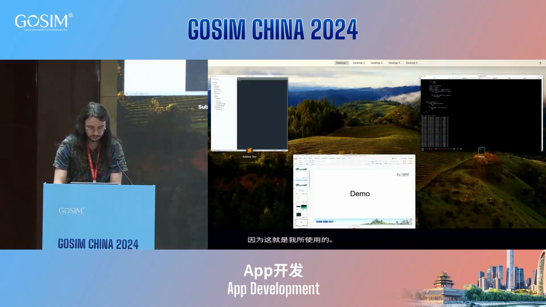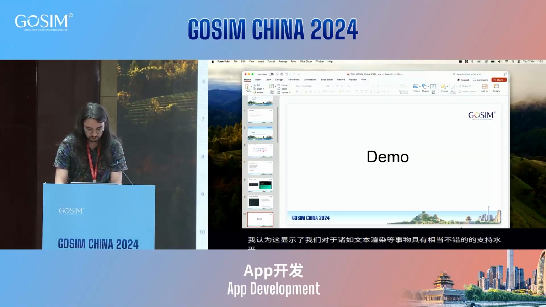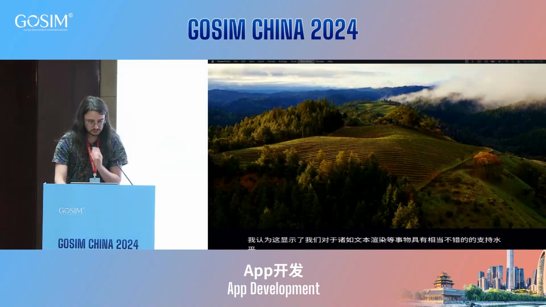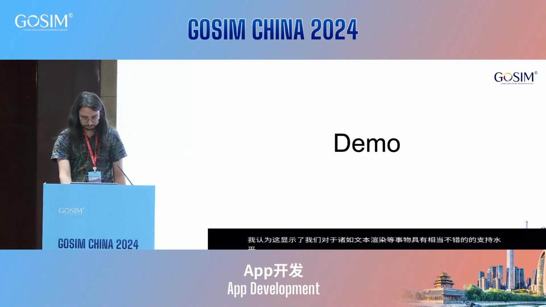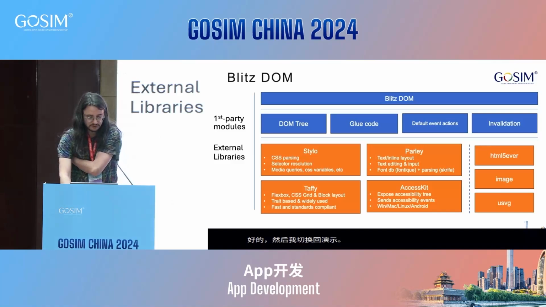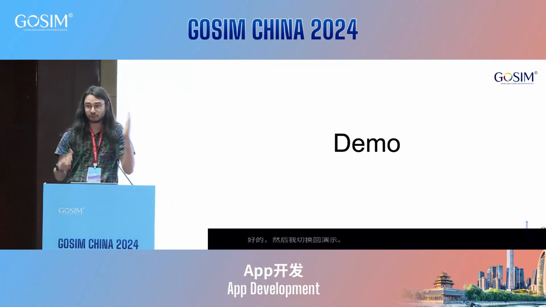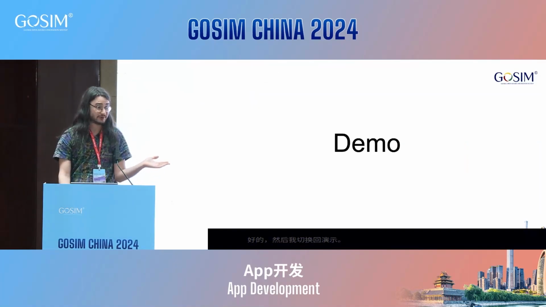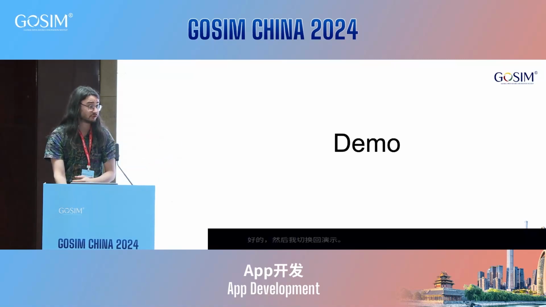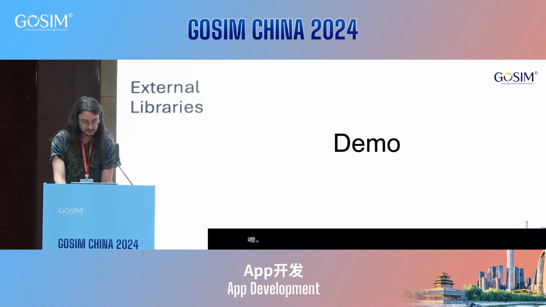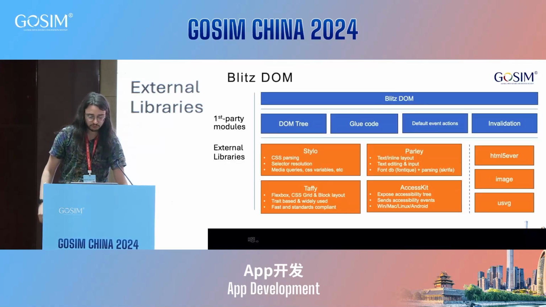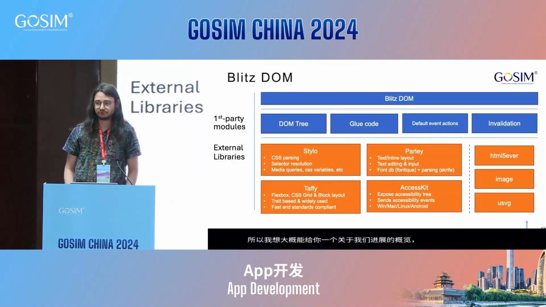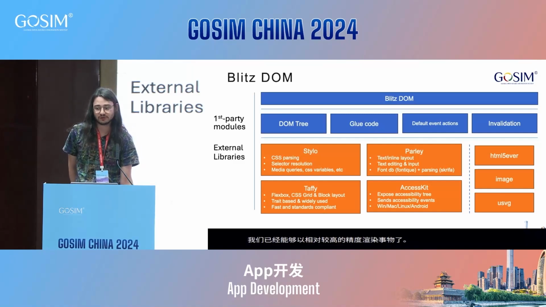Okay, and I'll switch back to the presentation. So that's, I guess, to give you an idea of where we're at in terms of progress. It's fairly early in the project, but we can render things at a reasonable fidelity. And so now I'm going to talk a little bit about the architecture of Blitz and also the libraries that we are depending on.